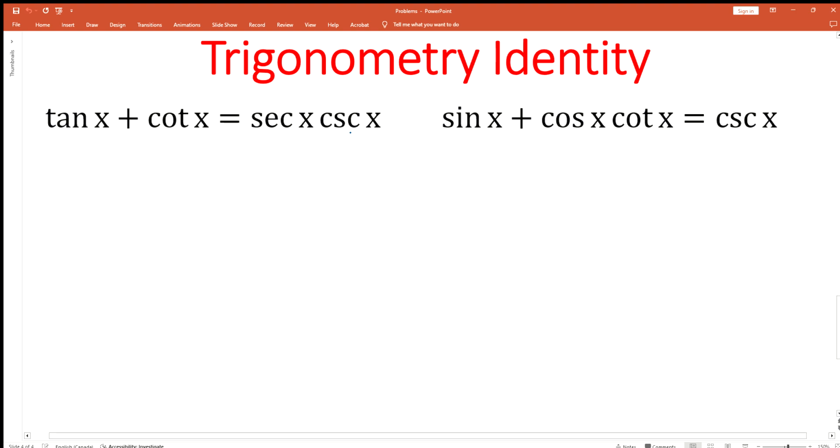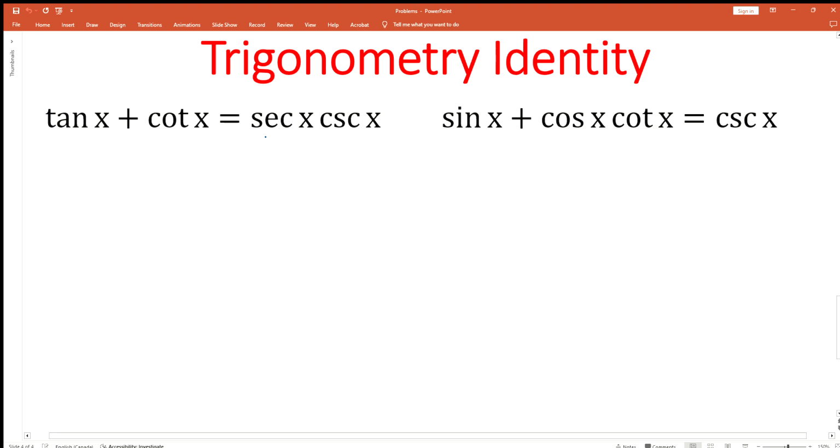We work on the more complicated side and use standard identities and different types of algebraic operations to make one side equal to the other side. In this first identity, the left side is more complicated because we can do more mathematical operations on the left side. So let's start with the left side, tan x plus cotangent x. The first step is to use the identities for tan x and cotangent x.